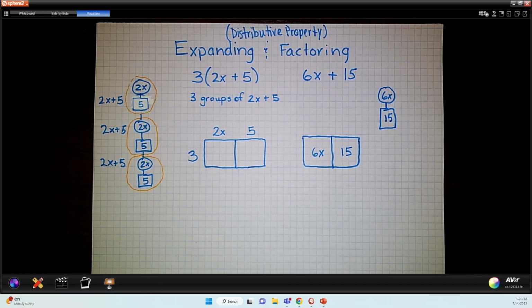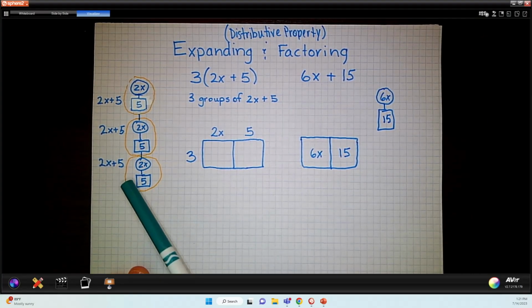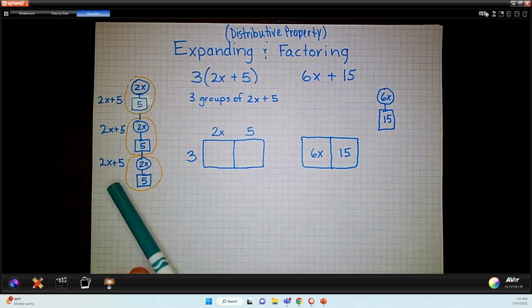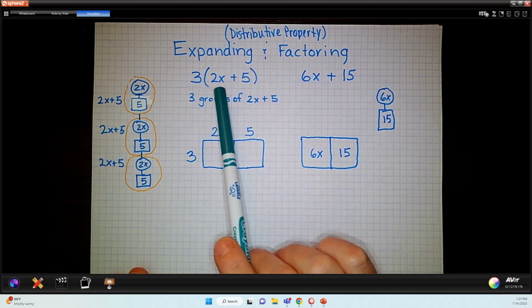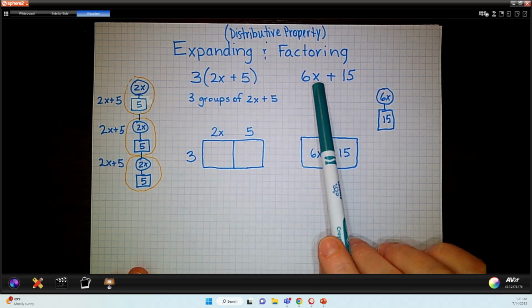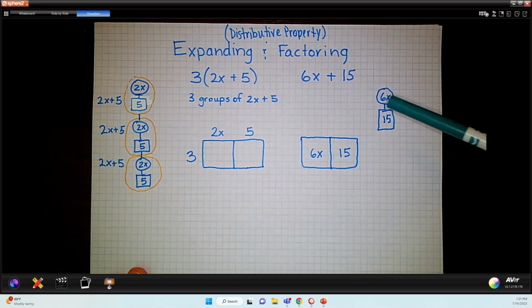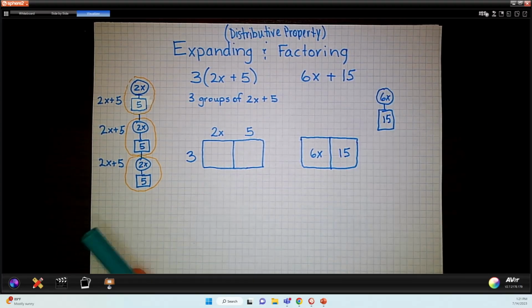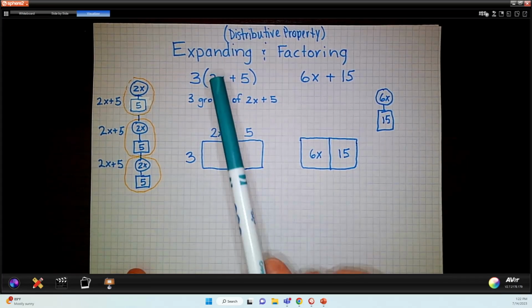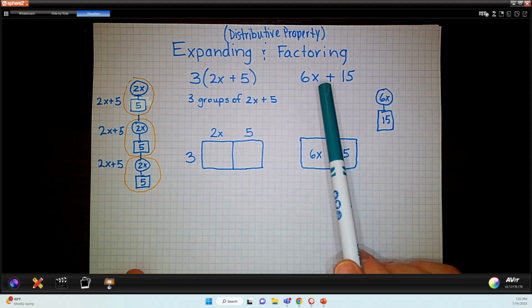So first we're going to take a look at expanding and factoring, also known as the distributive property. I want to take us back to the hanger balances that we learned about in earlier units, and we have the expression 3 groups of 2x plus 5, and then we have the expression 6x plus 15. Now there's no equal sign, so we don't have the other side of the balance scale. We're just looking at these expressions. So how can we rewrite 3 groups of 2x plus 5, and how can we rewrite 6x plus 15?